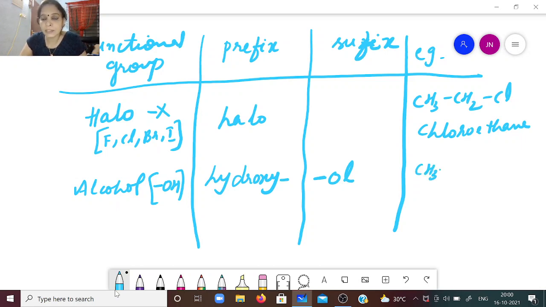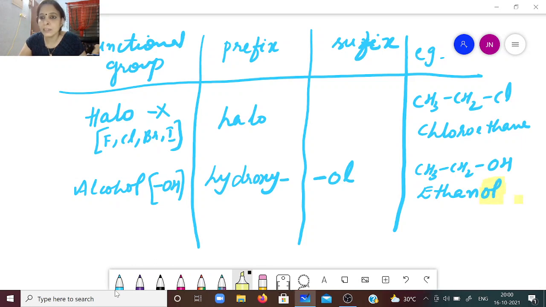So you are getting CH3, CH2OH. Example. So what will we write? It is suffix here because only OH is present. So its name will be ethanol. Ethanol. See, you can see that this functional group is OL. Here, the functional group is chloro. All the functional groups I am marking.